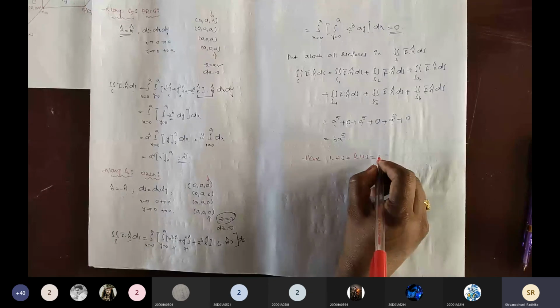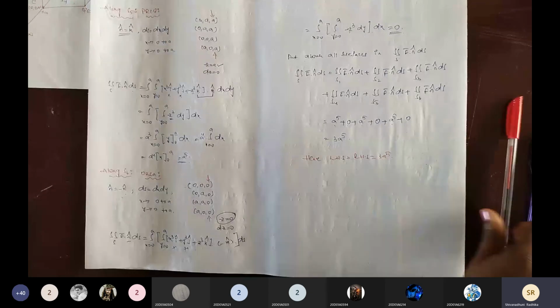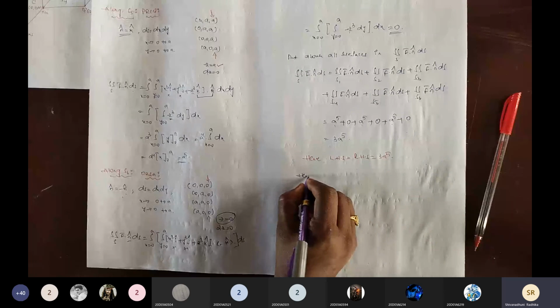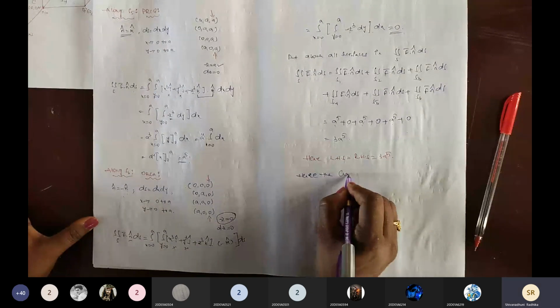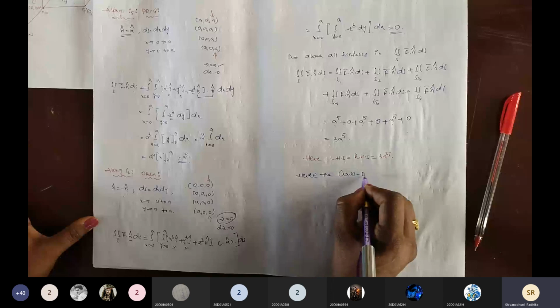the LHS. What is the LHS here? 3 into a power 5, and the RHS also we get 3 into a power 5. Hence, LHS equals RHS, which equals 3 into a power 5. Hence the Gauss divergence theorem is verified.